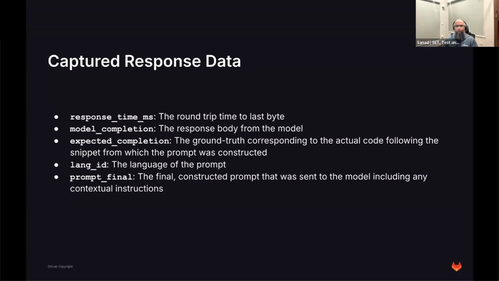Once the call is made to the model's API, we wait for the full response last byte and capture some data. Some of the data are response time in milliseconds. This is the round trip time to last byte. Model completion is the response body from the model. Expected completion is the ground truth, corresponding to the actual code following the snippet from which the prompt was constructed. Lang ID is the language of the input. Prompt final is the final prompt that was sent to the model, including any contextual instructions.